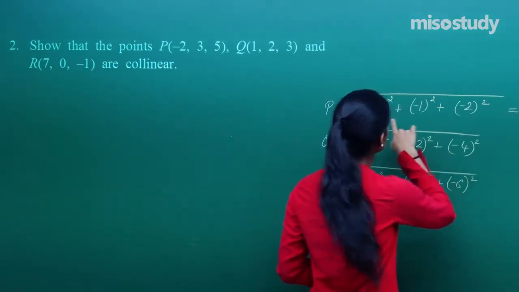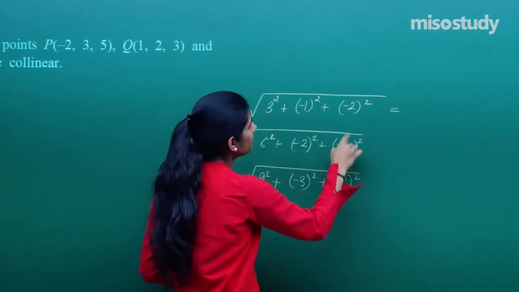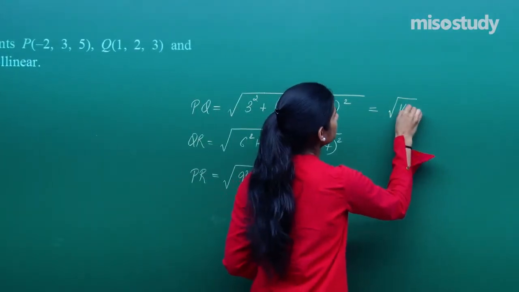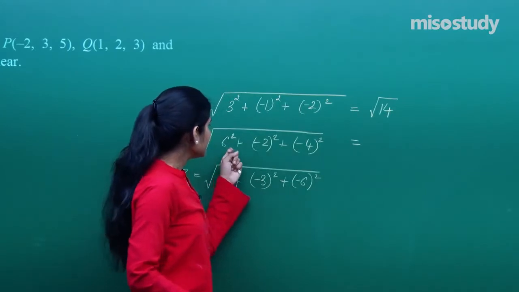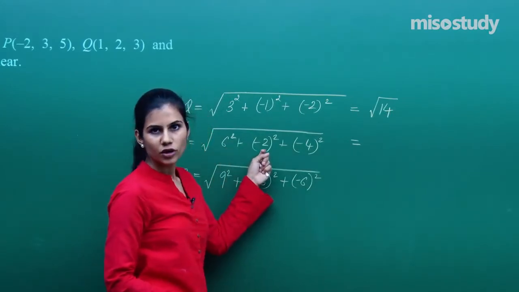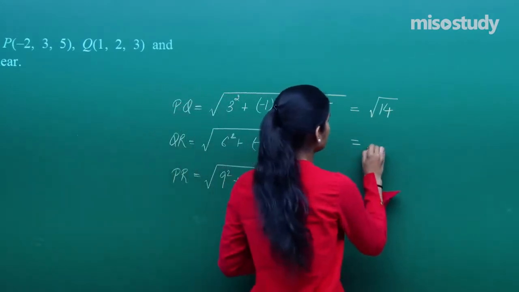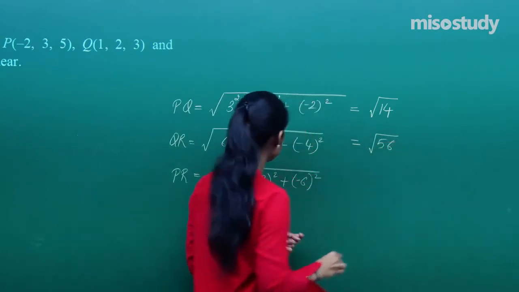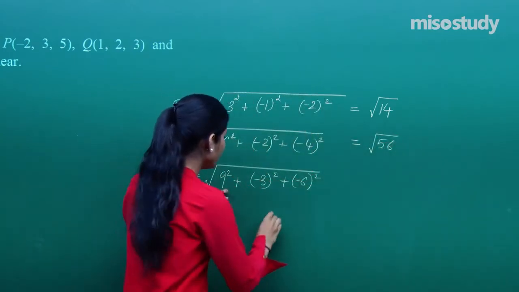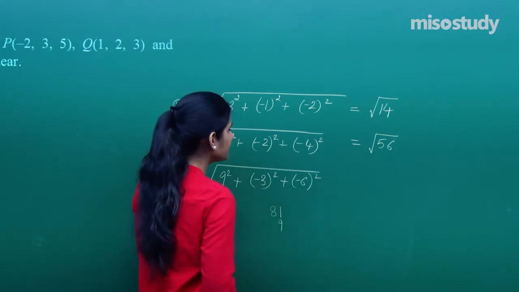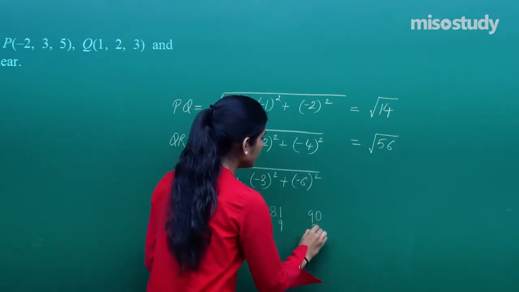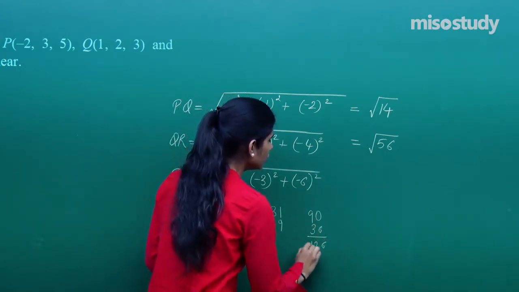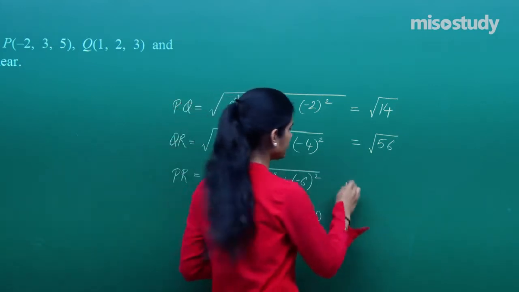This gives you what? 9 plus 1, 10, 10 plus 4, 14, 36 plus 4, 40, 40 plus 16 gives you 56, 81 plus 9 gives you 90, 90 plus 36 gives you 126.